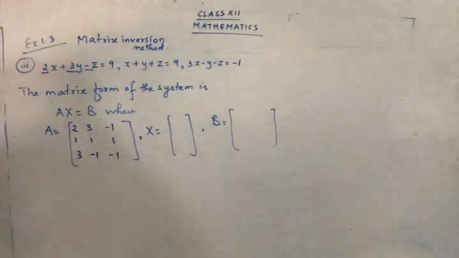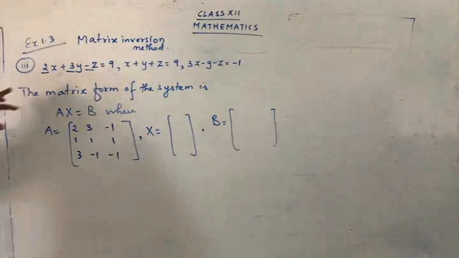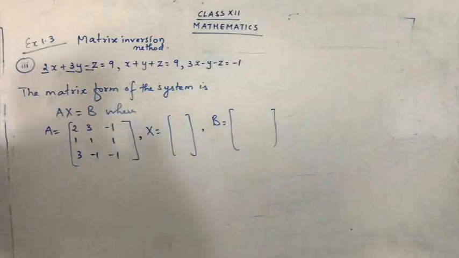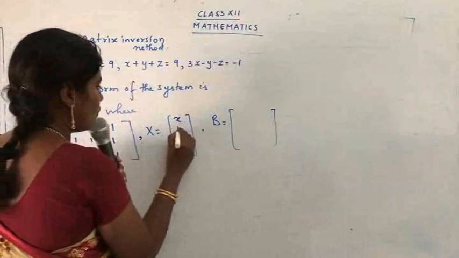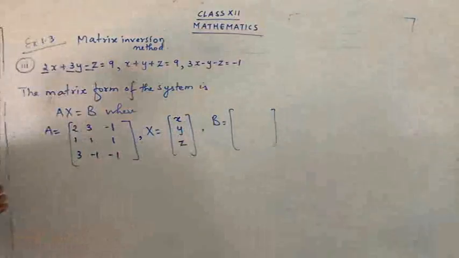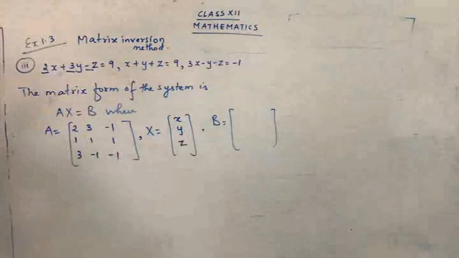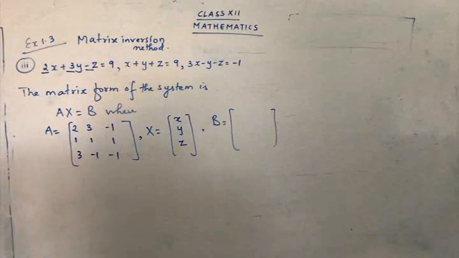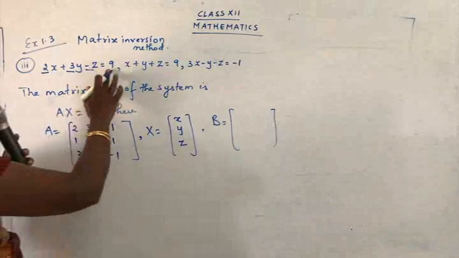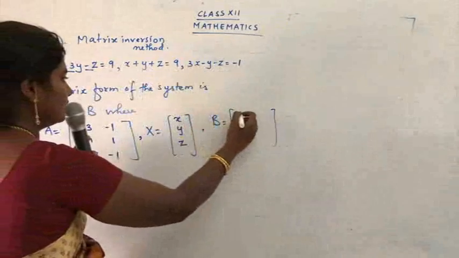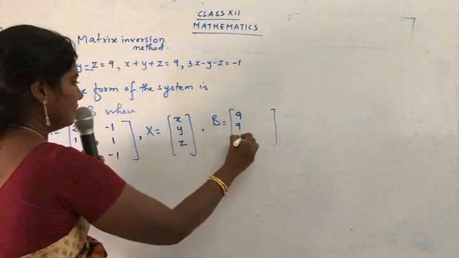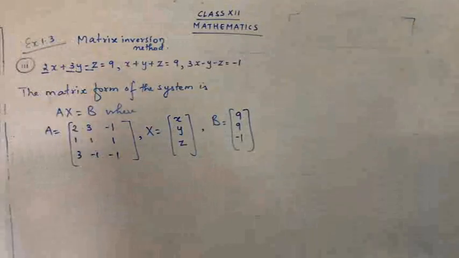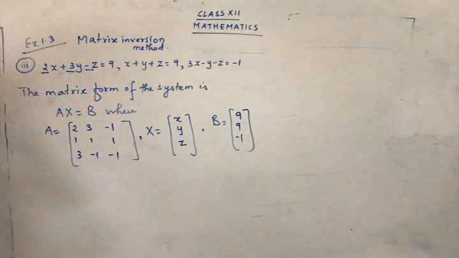X, the variables used over here. What are the variables used? It's x, y and z. Coming to the B part. B part deals with the RHS part. What are the numbers on the RHS here? It's 9, 9, minus 1. So we have found all the required matrices from the given equation.